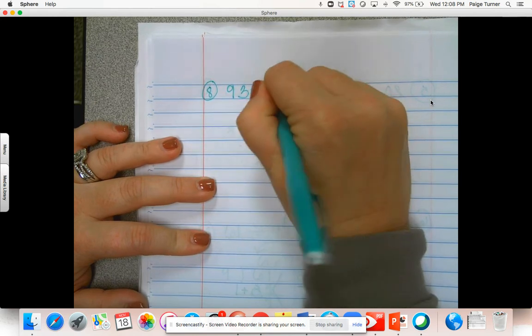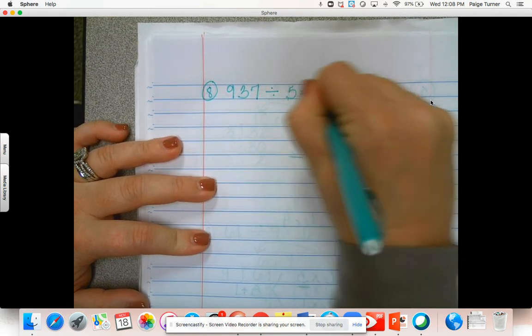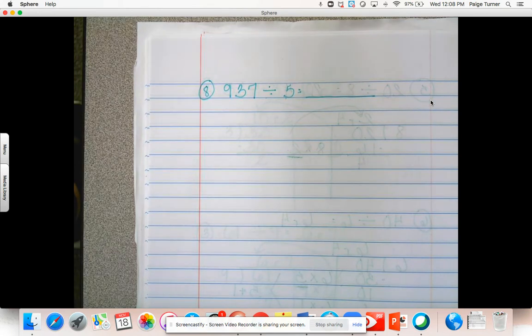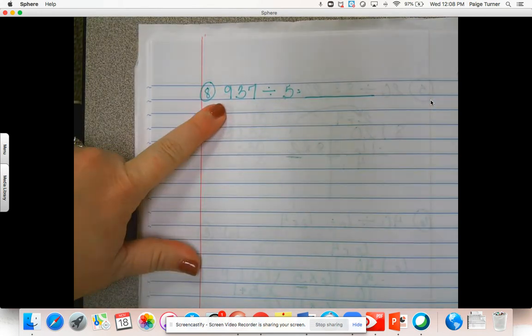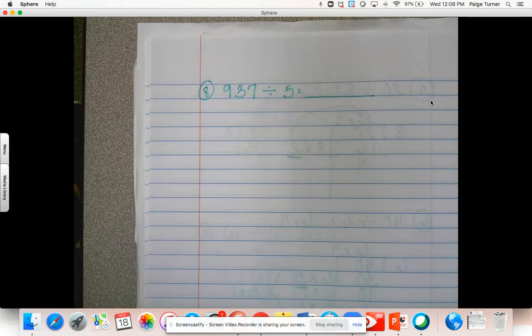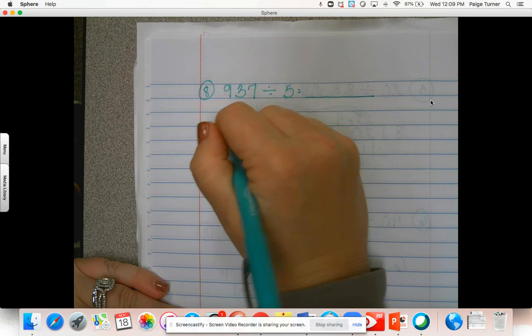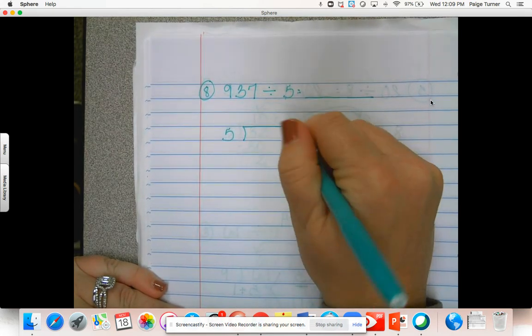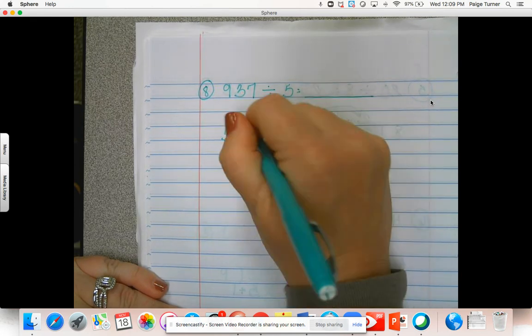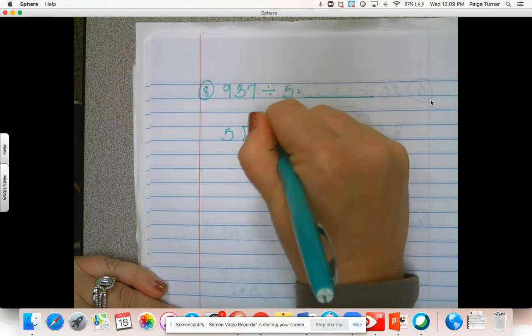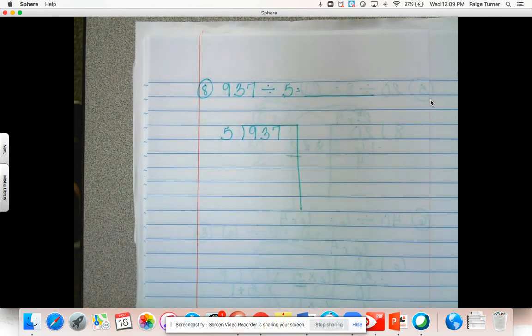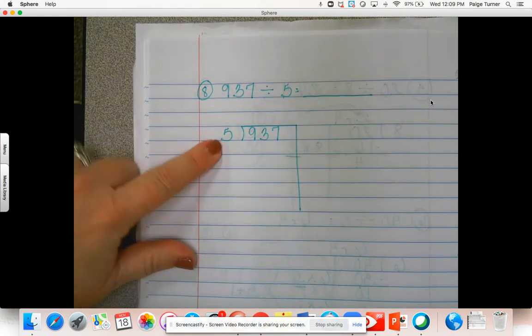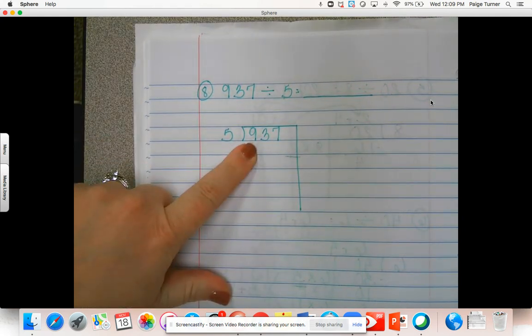937 divided by 5. Guys, nothing has changed. Even though this is now a bigger number, we're into a 3-digit number now, nothing has changed, okay? We're going to keep doing exactly what we've been doing. So skip down a couple lines. Let's go ahead and set this up. So 5, big 7, 37. So we want to know how many times 5 is going to go into the number 937.